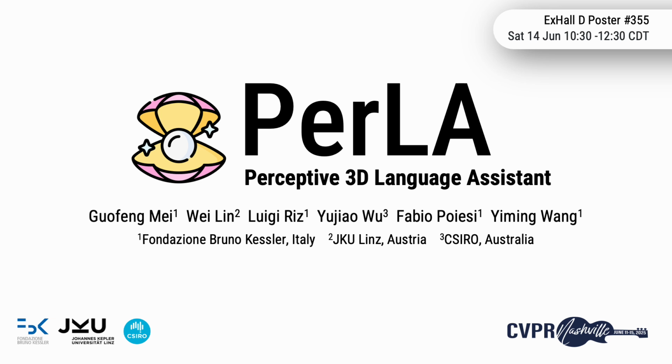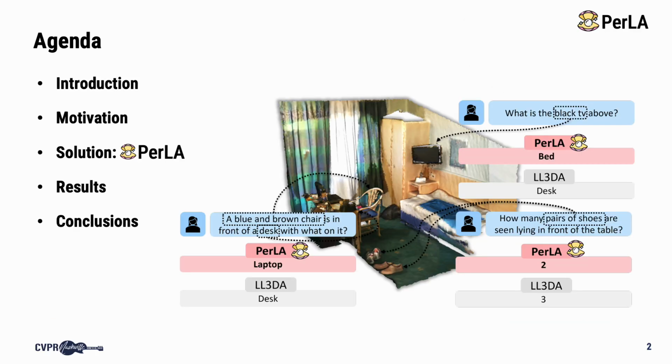I'm excited to share our work titled PerLA, Perceptive 3D Language Assistant. Developed in collaboration with colleagues from Fondazione Bruno Kessler and JKU Linz. This project advances the field of 3D language understanding by addressing key limitations in current approaches. So, in this presentation, I will walk you through the motivation behind PerLA, the design of our framework, and both the quantitative and qualitative results we achieved on benchmark datasets.